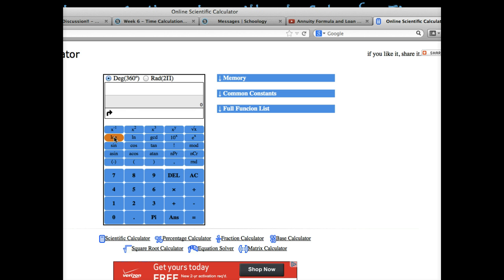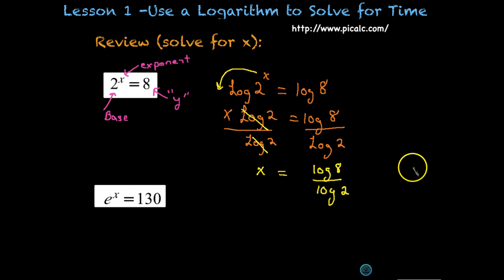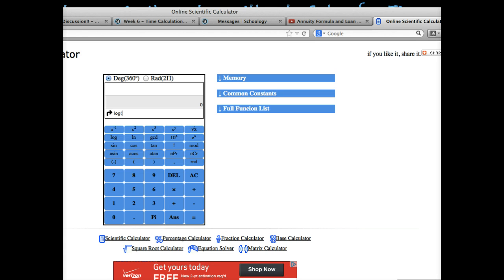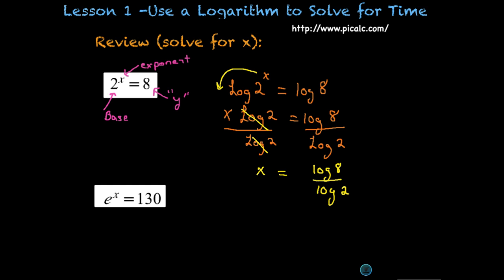So we would hit the button log, and notice that log appears here. And if you go back and look at our equation, again, we have log 8 divided by log 2. So I would type in an 8, and my parentheses, a slash for divided, hit the log button again, and then a 2, and parentheses. Now when I hit return or equals, I get my answer, which is 3. And that we know is correct. So x is equal to 3.